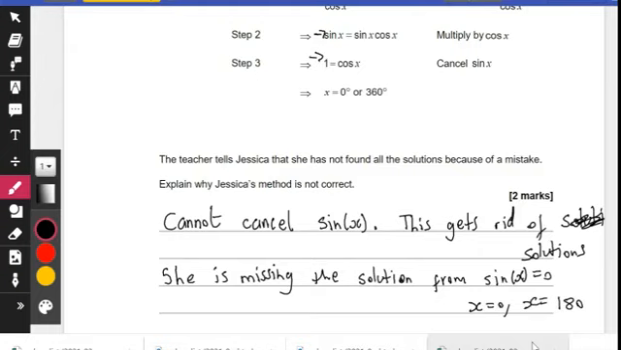You're not only saying what the mistake is, you're probably going on to say what should have happened, what she's missed out. I would personally write all of this for the whole 2 marks.